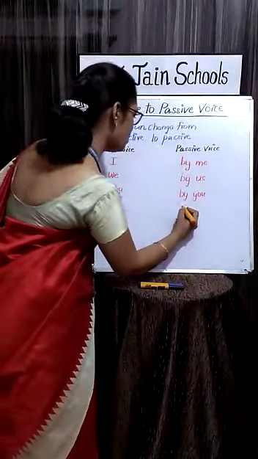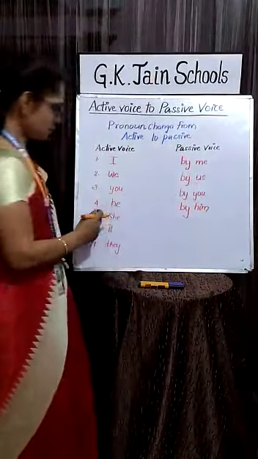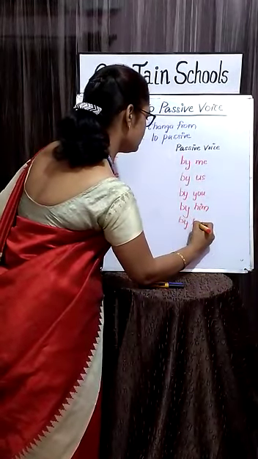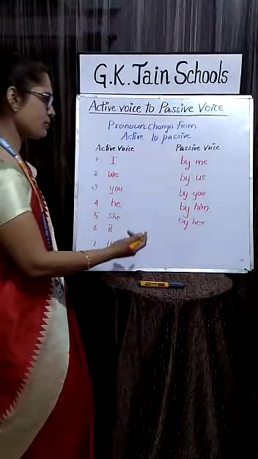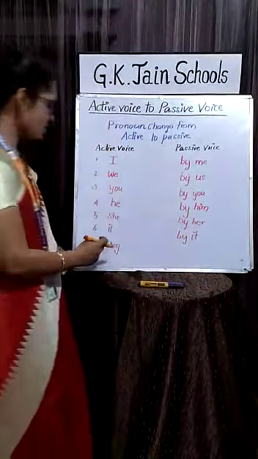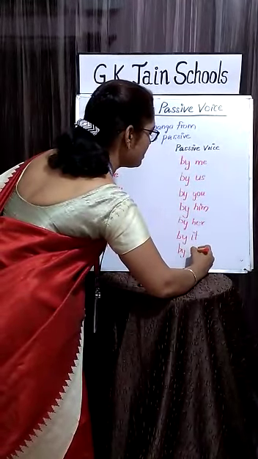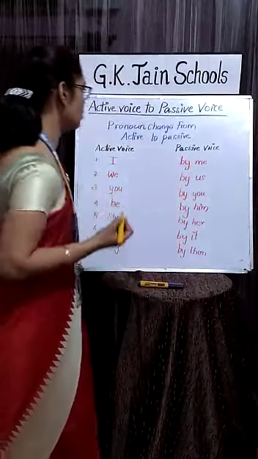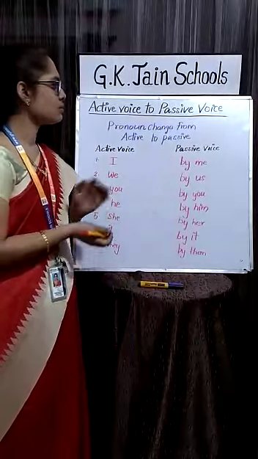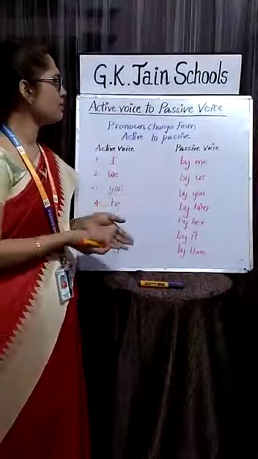He will be changed to him, by him. She changes to by her, and it remains the same. Lastly, they changes to by them. So I think you would have understood the conversion of active voice to passive voice, and what are the basic rules which need to be followed.